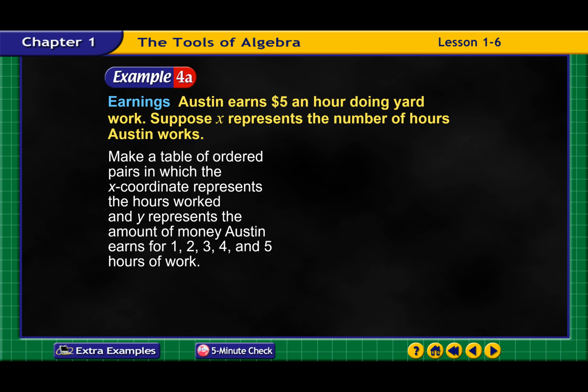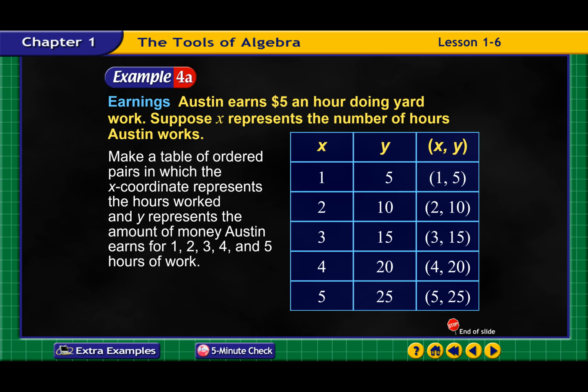Hey, look, same problem as yesterday. Austin earns $5 an hour doing yard work. Make X represent the number of hours Austin works. So we first make a table of the pairs, and then we're going to graph it. So we make a table, X is 1, he makes $5. We make an ordered pair, (1, 5). (2, 10), 3 hours, $15, 4 hours, $20, 5 hours, $25. No, he does not get paid very much, but hopefully you get paid more than that when you do yard work.